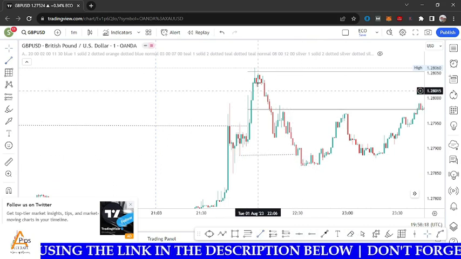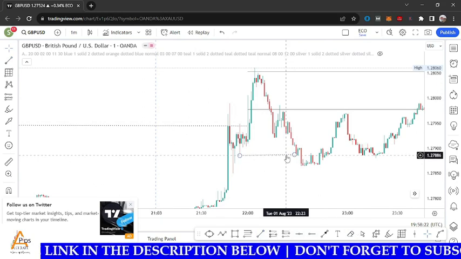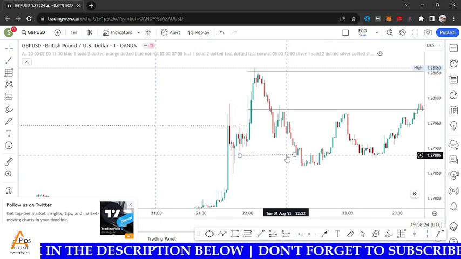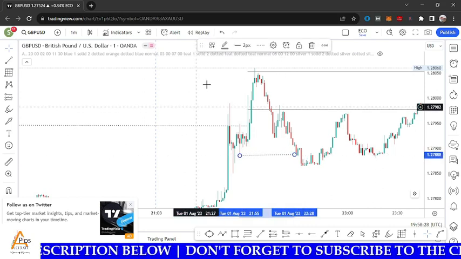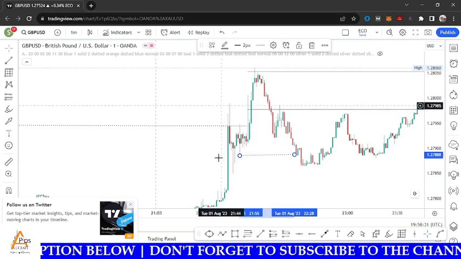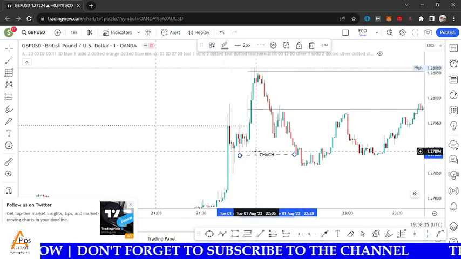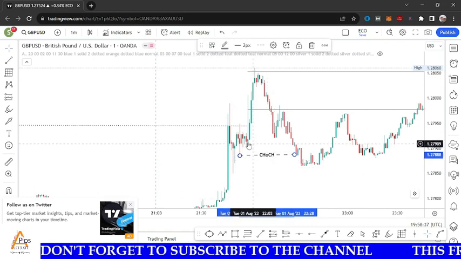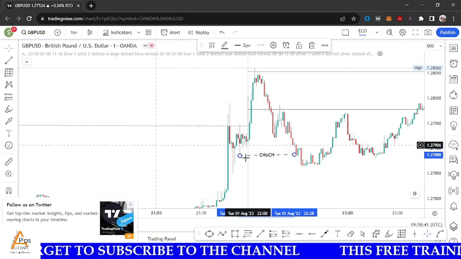Good. So when price takes this inducement, because we have jumped from 15 minutes onto 1 minute to make our entry, this is now considered a change of character. Okay, a change of character. We are changing direction. Now why did price react here? Because there is an OB here.